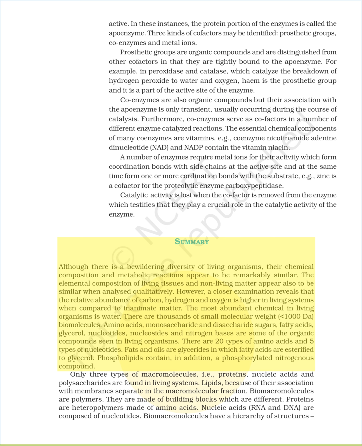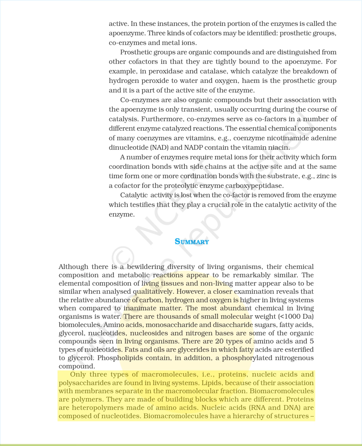There are thousands of small molecular weight, less than 1,000 Da, biomolecules. Amino acids, monosaccharide and disaccharide sugars, fatty acids, glycerol, nucleotides, nucleosides and nitrogen bases are some of the organic compounds seen in living organisms. There are 20 types of amino acids and 5 types of nucleotides. Fats and oils are glycerides in which fatty acids are esterified to glycerol. Phospholipids contain, in addition, a phosphorylated nitrogenous compound.